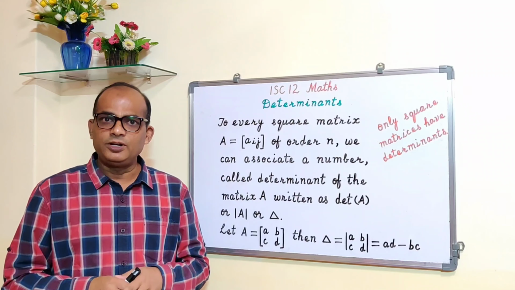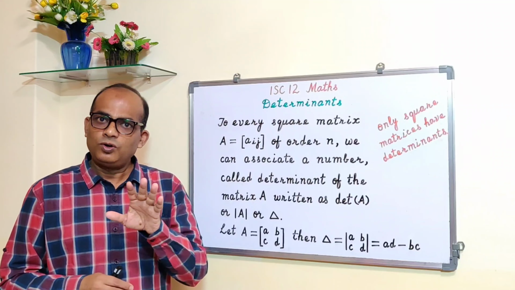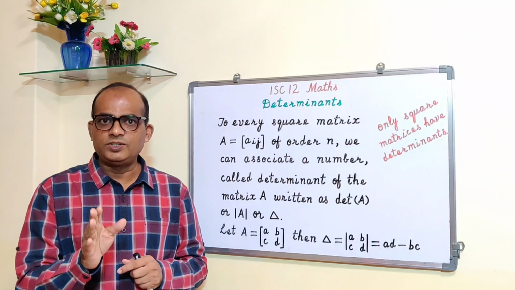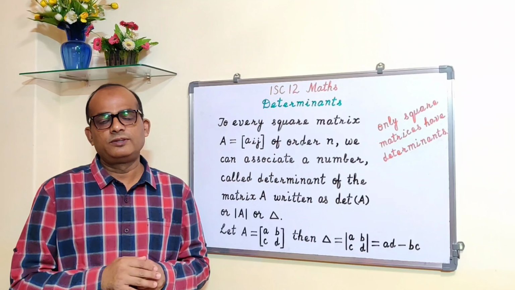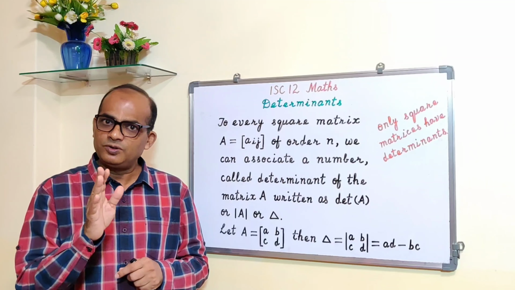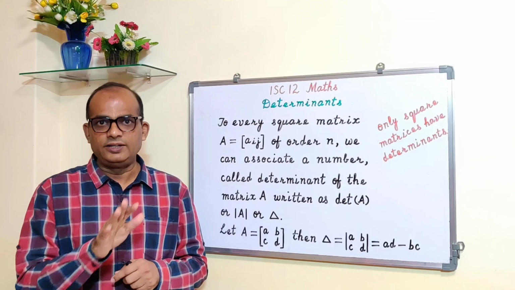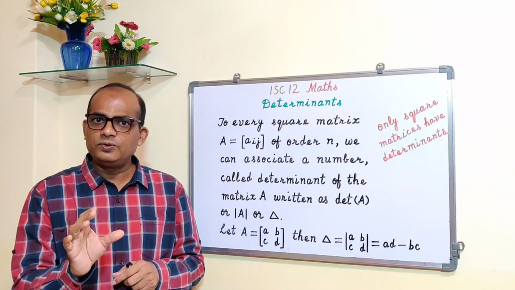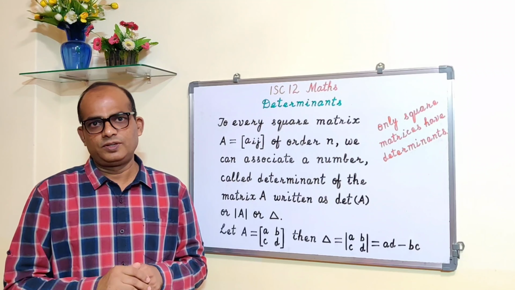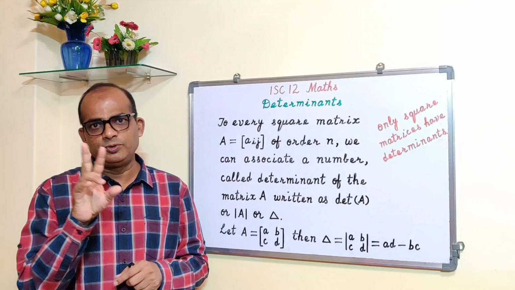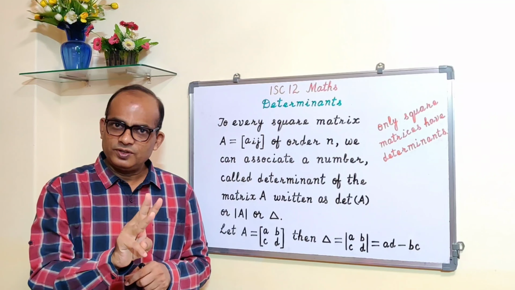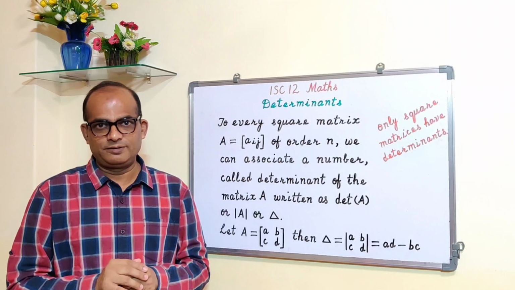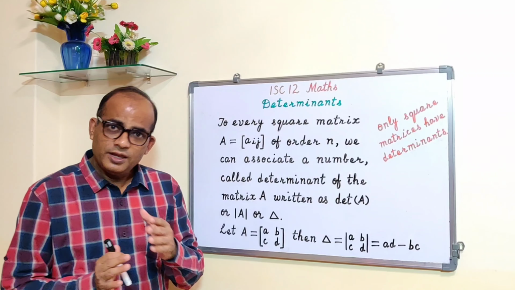Square matrix, I am telling you once again, what is a square matrix? A square matrix is a matrix in which the number of rows and the number of columns are equal. The number of rows is equal to the number of columns. If there are 2 rows, then there should be 2 columns. If there are 3 rows, then there should be 3 columns. Then we call it a square matrix. Alright? Now see the definition.